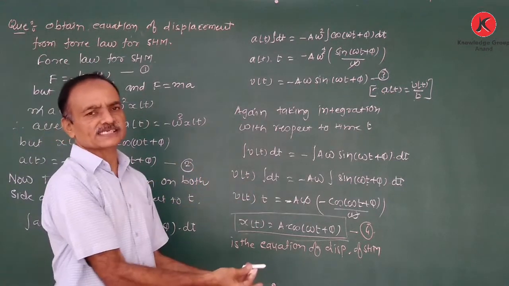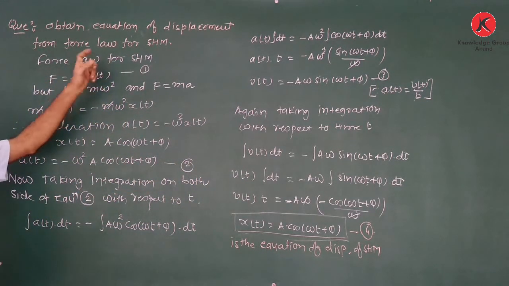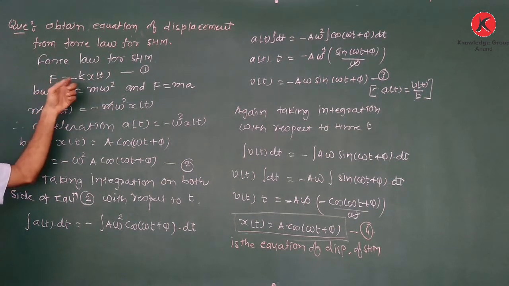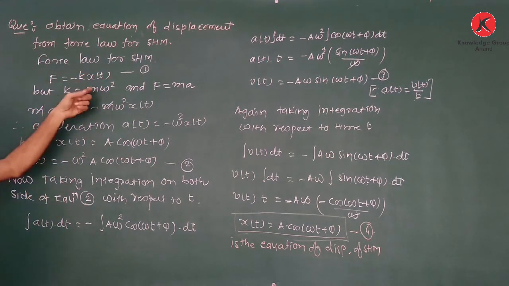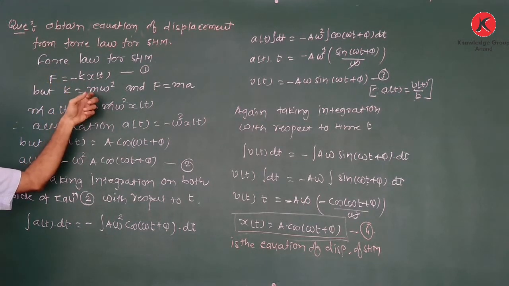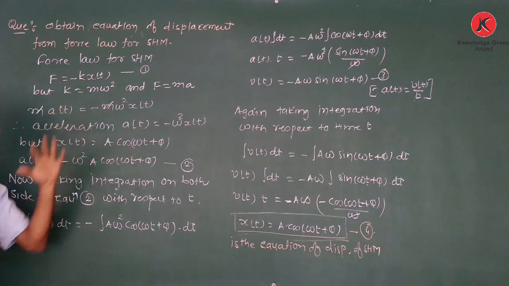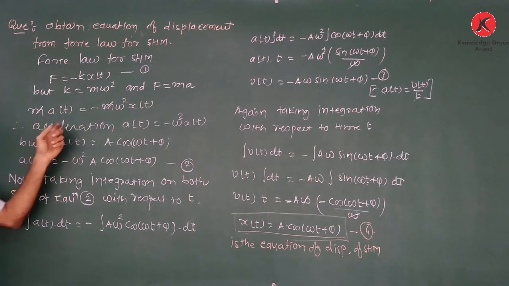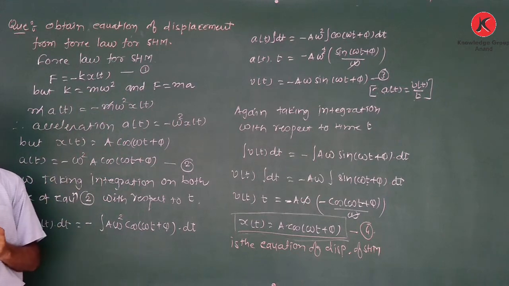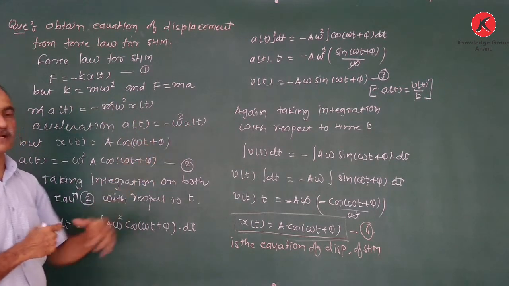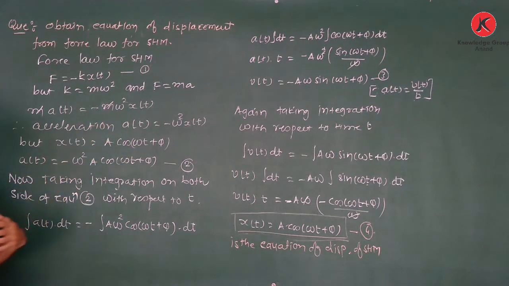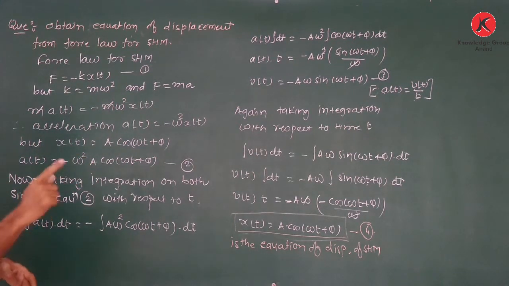Now here is the reverse process. First we have the force law for simple harmonic motion, F is equal to minus k x(t). k is equal to m omega square. Therefore, F is equal to minus m omega square x(t). Right? But F is equal to ma. Therefore, ma(t) is equal to minus m omega square x(t). m cancels. Therefore, acceleration a(t) is equal to minus omega square x(t). We substitute the value of displacement for simple harmonic motion, x(t) equal to A cos(omega t plus phi). Therefore, acceleration a(t) is equal to minus omega square A cos(omega t plus phi).